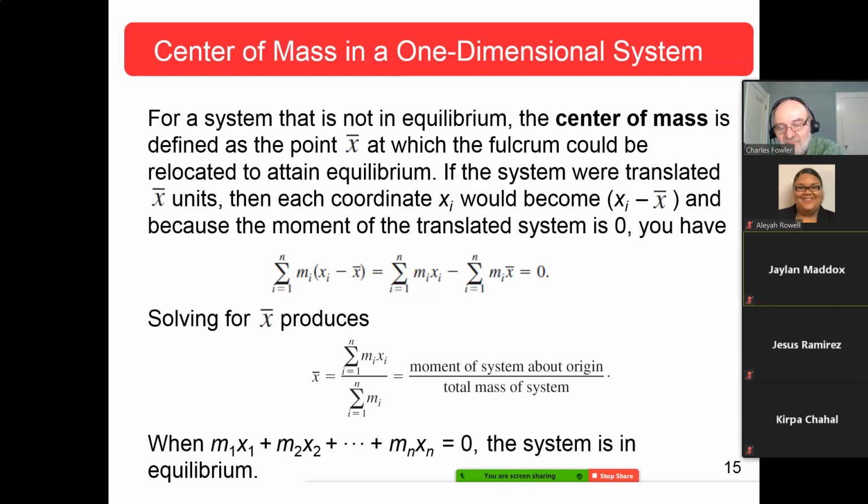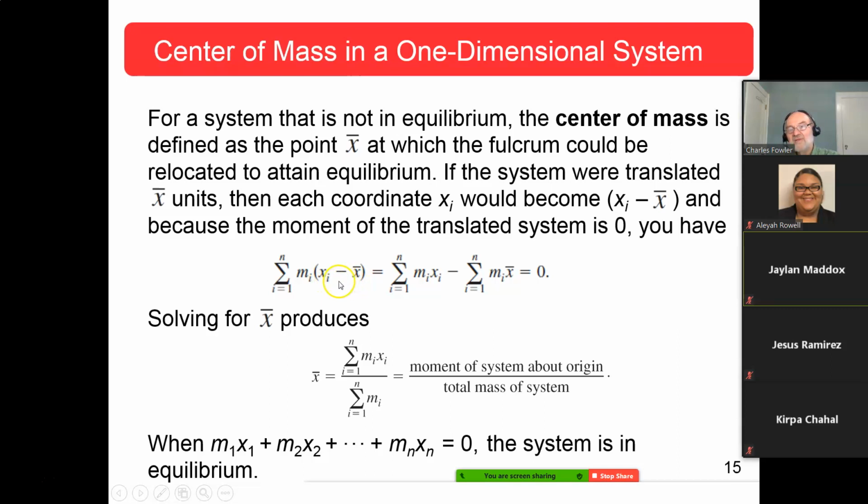Because you said this is going to be translated as 0, that if x bar is your center of mass, then the sum of all those, m sub i times x sub i minus x bar, would have to be 0. So we know that the summation, i going from 1 to n, of m sub i times x sub i minus x bar.